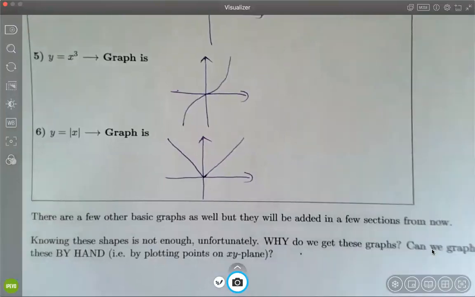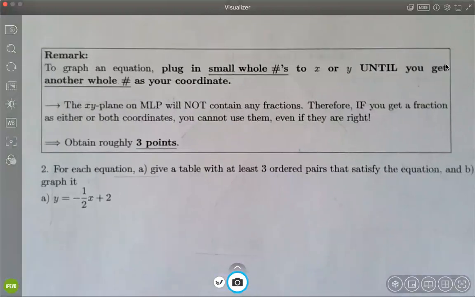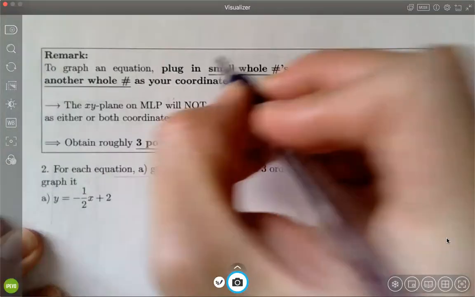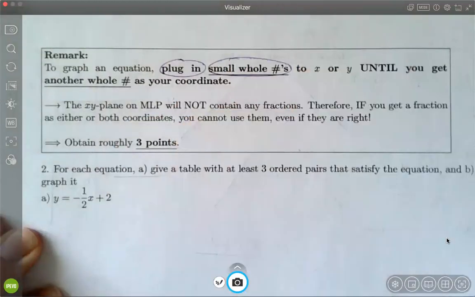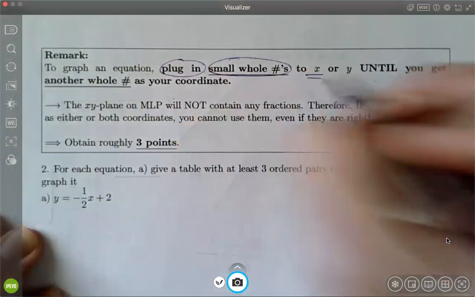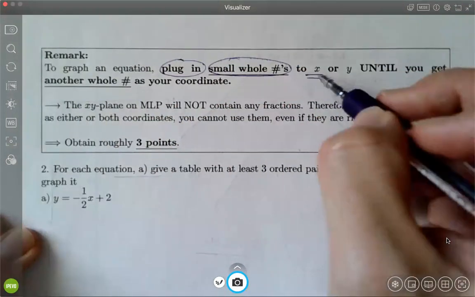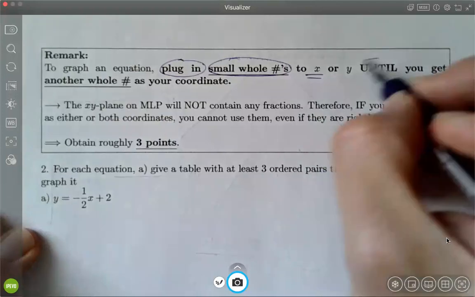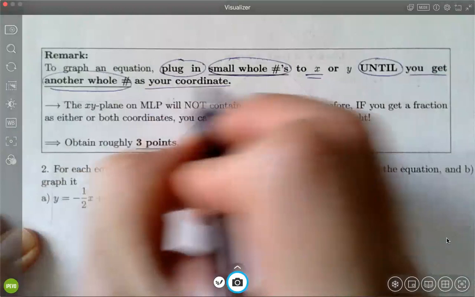Okay, so now, to graph any equation, hopefully you have seen this scheme before. To graph any equation, what do you have to do? You have to plug in some small whole numbers to x. Here I put x or y, but most people choose to plug in numbers to x until you get another whole number as the other coordinate.